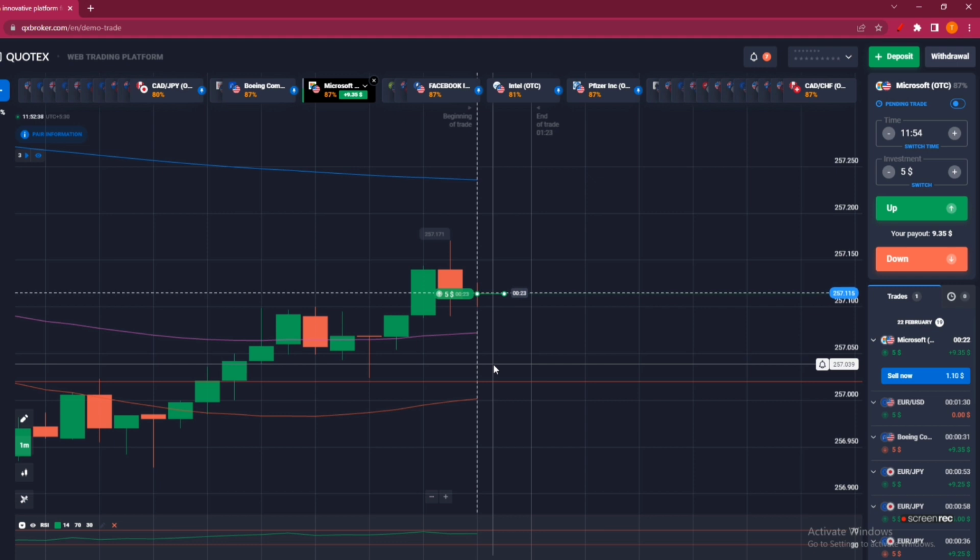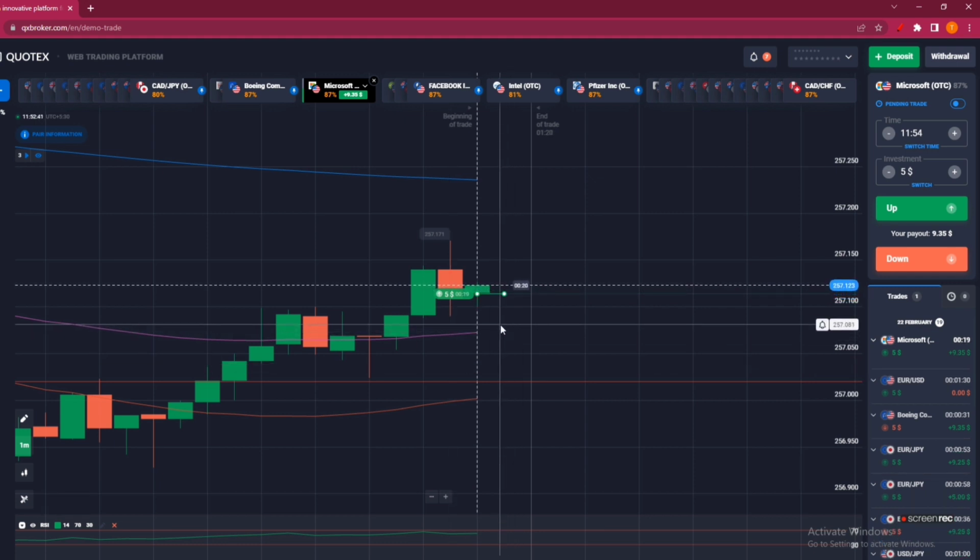And try not to use martingale in OTC market. You should use martingale on a real asset.